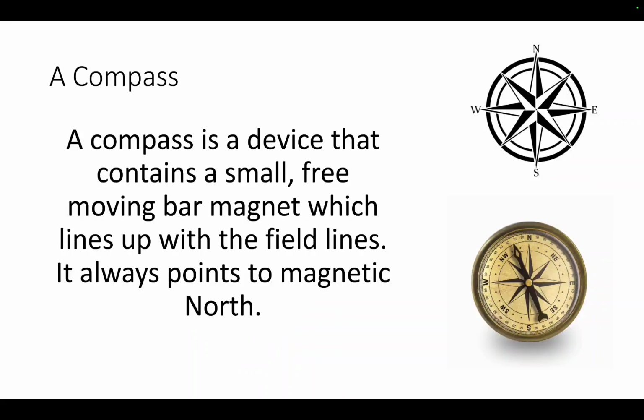So I thought you should know this, but a compass. A compass is a device that contains a small free-moving bar magnet. It's really straightforward. All it does is line up with the field lines, and it always points to magnetic north. There's a slight difference between magnetic north and geographical north. It's out by about 11 degrees, but I'll show you that in an image in a moment.